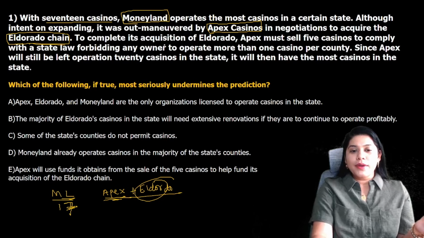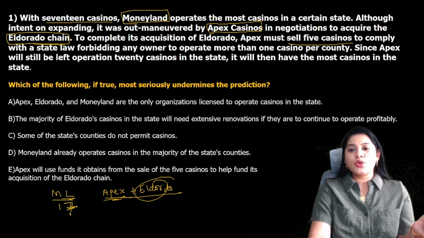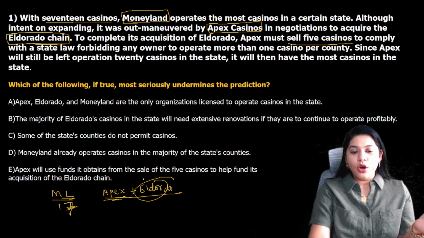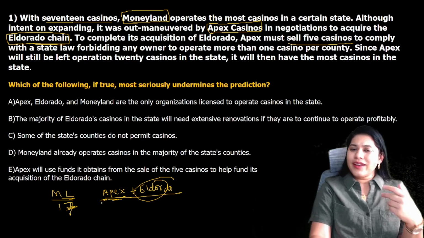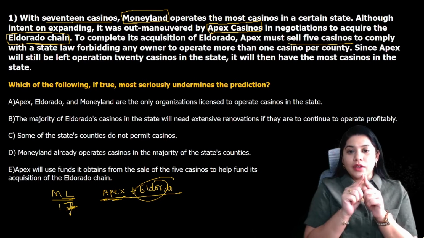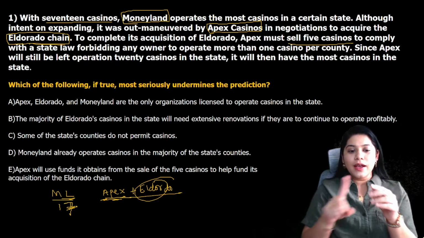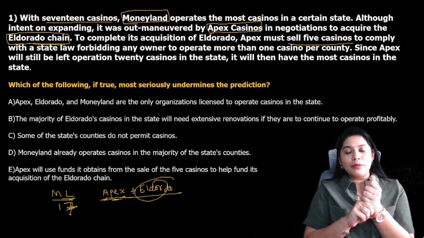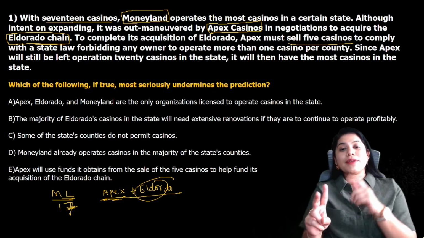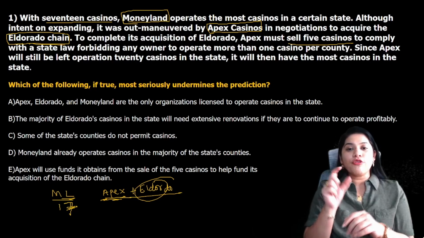How many? To complete its acquisition of El Dorado, Apex must sell 5 casinos to comply with a state law forbidding any owner to operate more than one casino per county. So there's a law that you can have any number of casinos, but you can't have two casinos in the same area, only one casino. That means in an area one casino can be of Moneyland, another of Apex, but there can't be two casinos of Apex and one of Moneyland, only one of each brand.